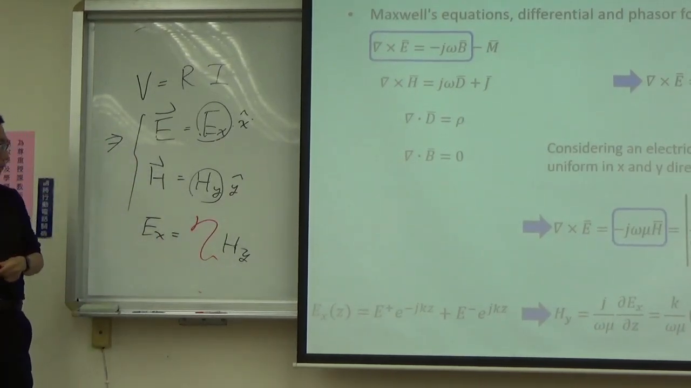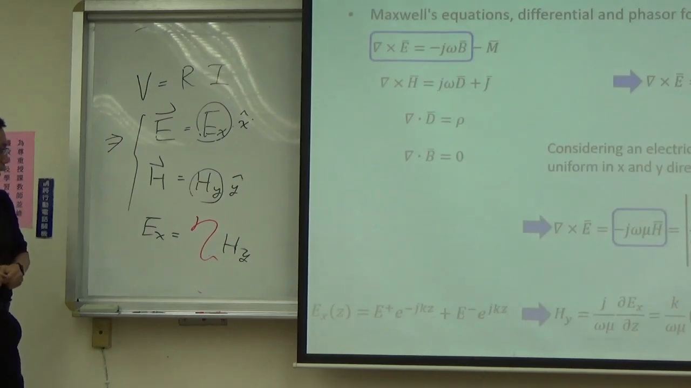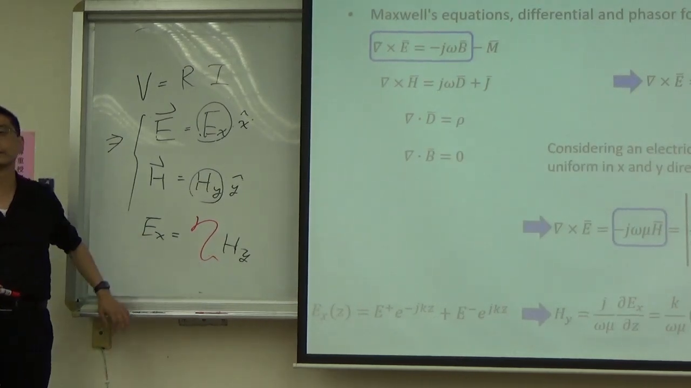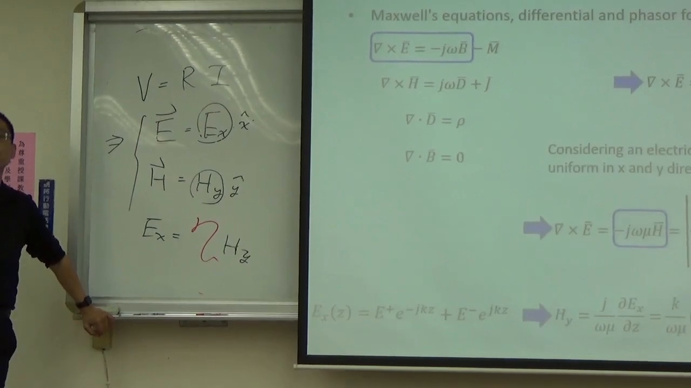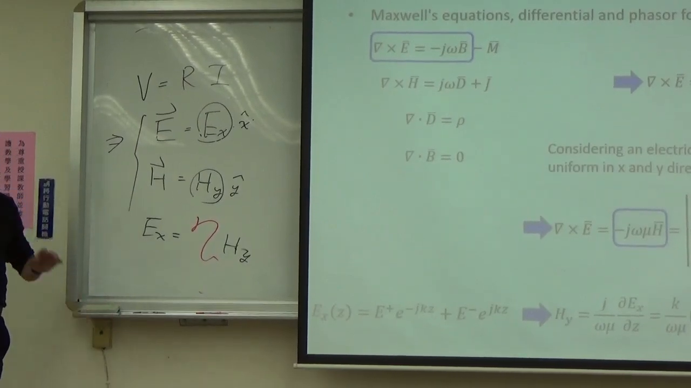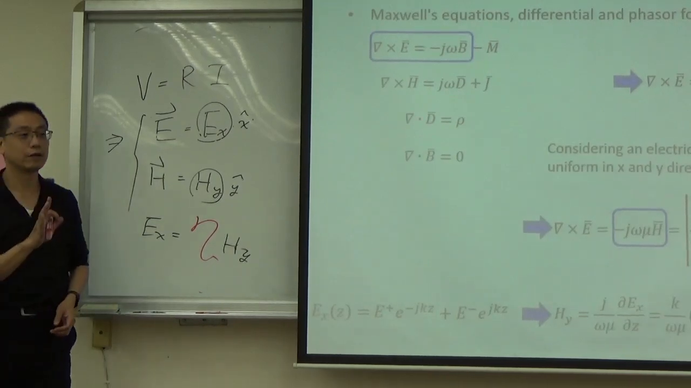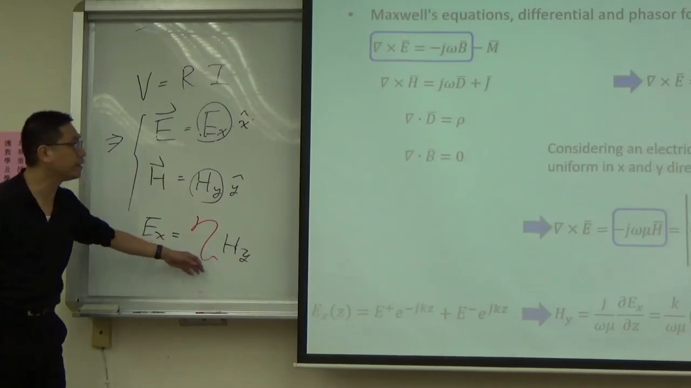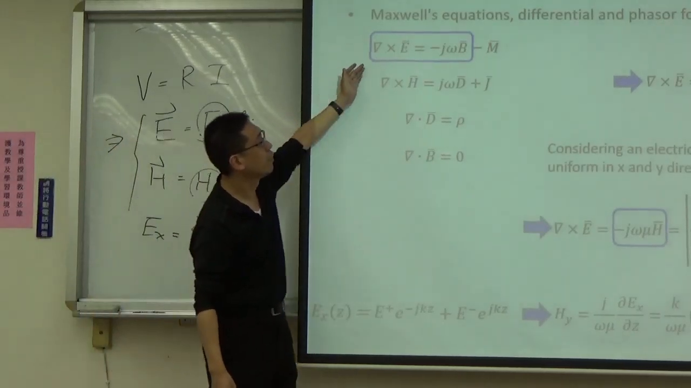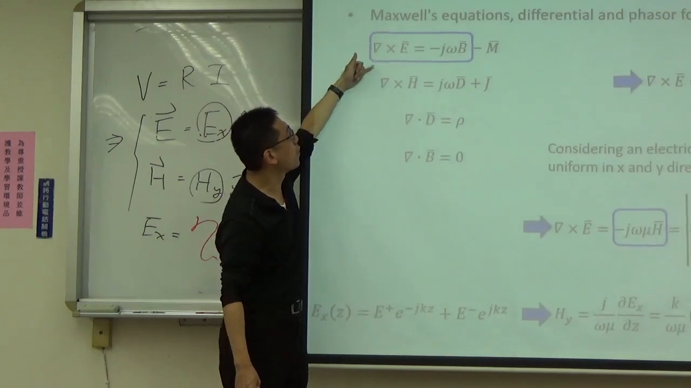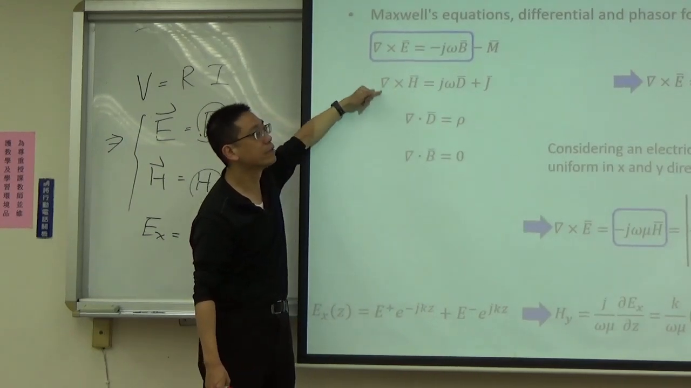Eta. It's the impedance between E and H, but only as a scalar quantity. Okay, between that. How do we find this one? We use Maxwell's equations.